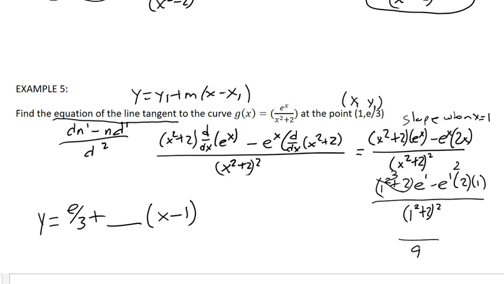You know, without having a calculator or anything else to do, if I had this on a non-calculator test, then I would just leave it as e over 9. Obviously with a calculator I would plug it in, but e over 9 would be my slope, and there is the equation of the line tangent to that curve at that point.